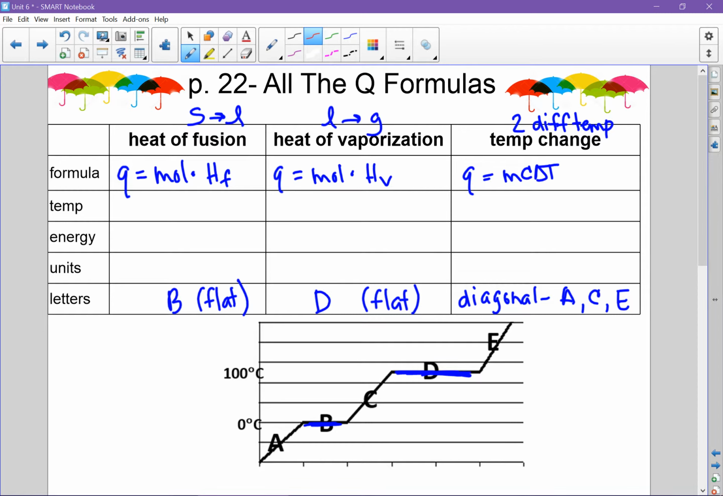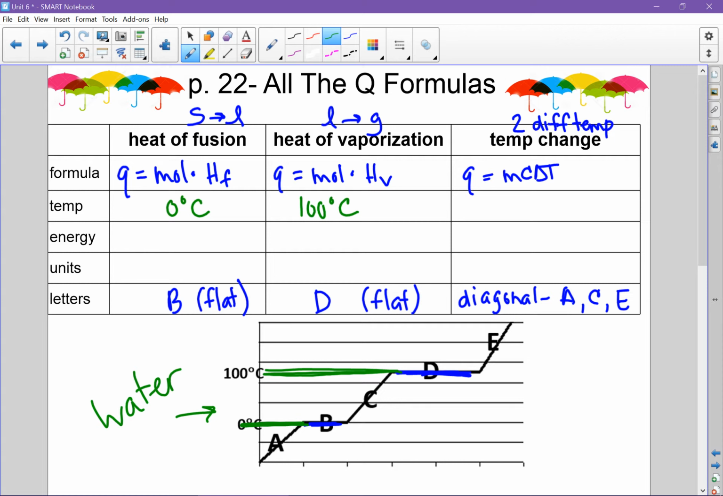Okay? So, if I want to figure out, well, what temperature is this happening at? Think about this for water. This graph down here is for water. Okay? So the heat of fusion, when we've got freezing and melting, that happens at 0 degrees Celsius. Okay? The heat of vaporization happens at letter D, that's at 100 degrees Celsius.